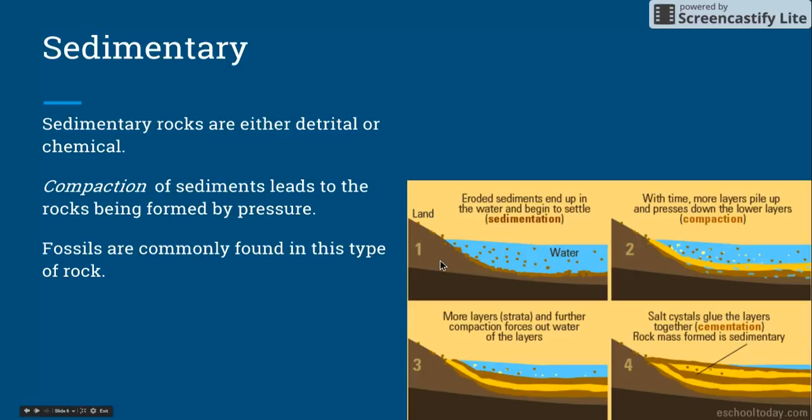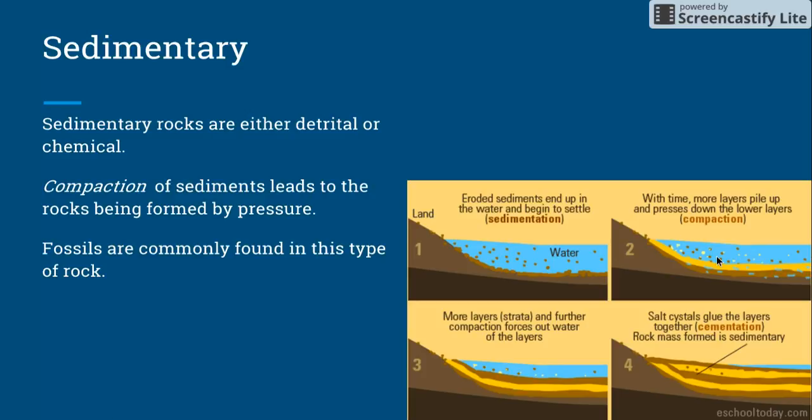So as you see in this first step, we have eroded sediments that end up in the water and they begin to settle. This is called sedimentation. So we have them at the bottom of the water. As time goes on, more and more layers pile up down on the lower layers. So these lower layers are the older layers. As more and more sediment comes on top, it's pushing these down.